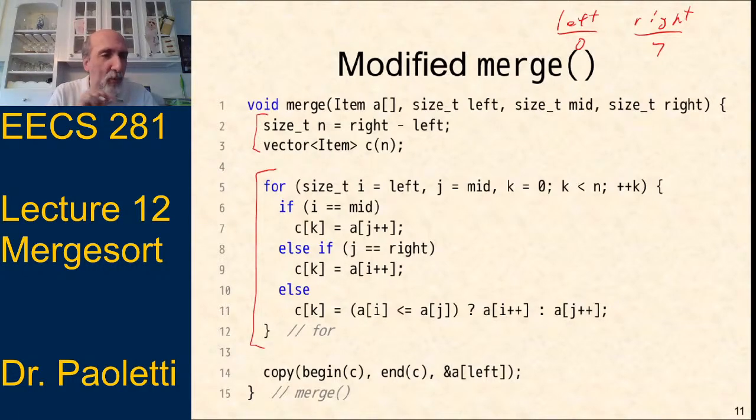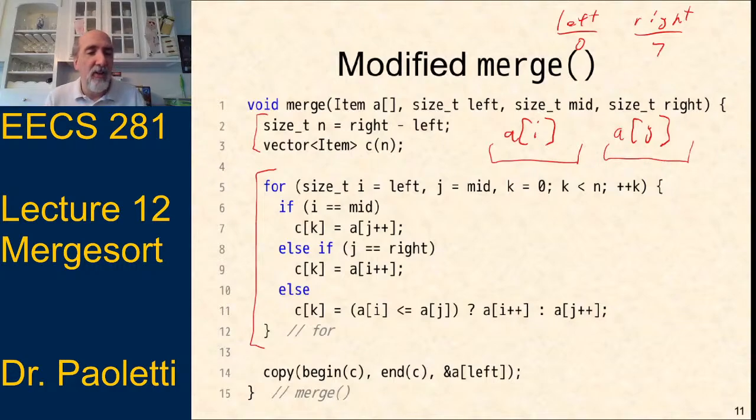Almost. Remember, we don't have A and B anymore. So A sub i is the first half, and A sub j is the second half. So we're copying from A region i or A region j into the output C at index k. So it's almost the exact code from the previous one, except instead of B sub j, it's A sub j. They're two regions of the same array.